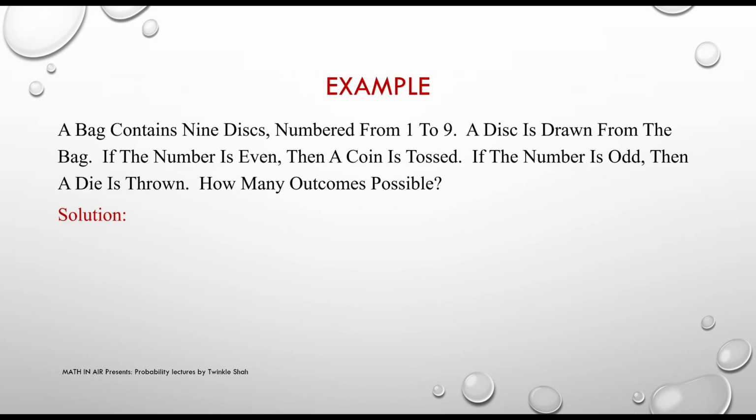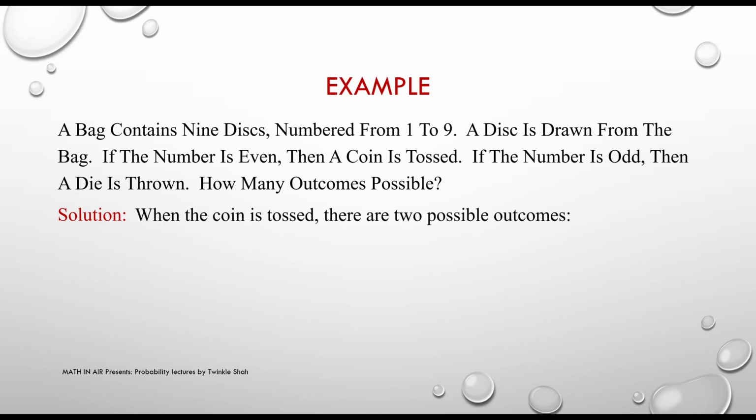Now let's understand this principle by example. A bag contains 9 discs, numbered from 1 to 9. A disc is drawn from the bag. If the number is even, then a coin is tossed. If the number is odd, then a die is thrown. How many outcomes are possible? Let's look at the solution.